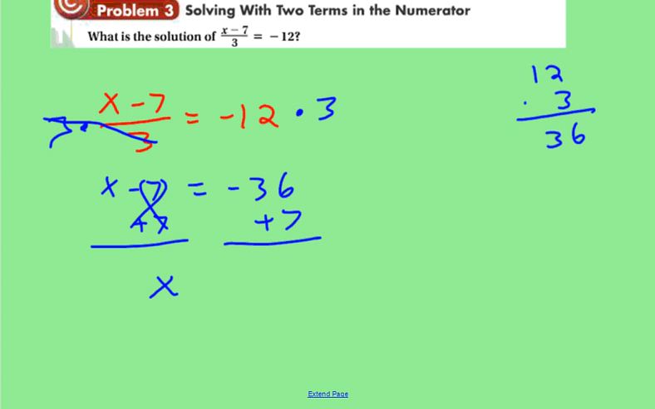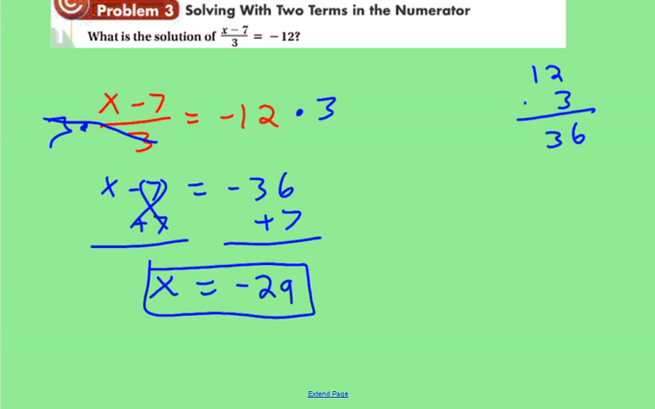x is equal to negative 36 plus 7. So we are at negative 36, going towards 0, so we're going to get negative 29 as our x value. And again, you can plug that in and check it as well. It'll work out. But that's the one exception to the rule. So make sure you have an example of each of those and can reproduce it on your own.